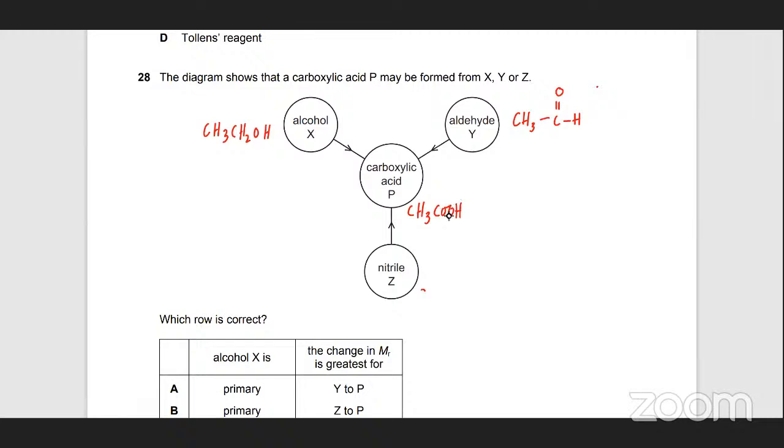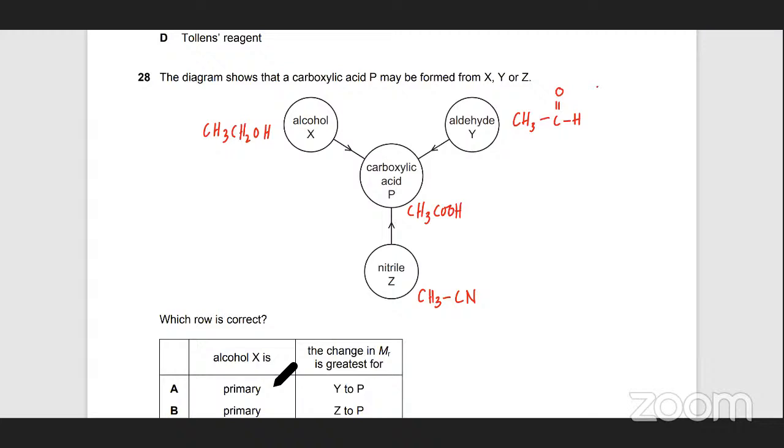You have a nitrile, and nitriles have 2 hydrolyses. There is alkaline hydrolysis and there's acid hydrolysis. After hydrolysis, nitriles would also turn into a carboxylic acid. But remember that in alkaline hydrolysis, the carboxylic acid would in turn react with the alkali. So you won't get a carboxylic acid, you'll get a salt of the carboxylic acid. So which row is correct?